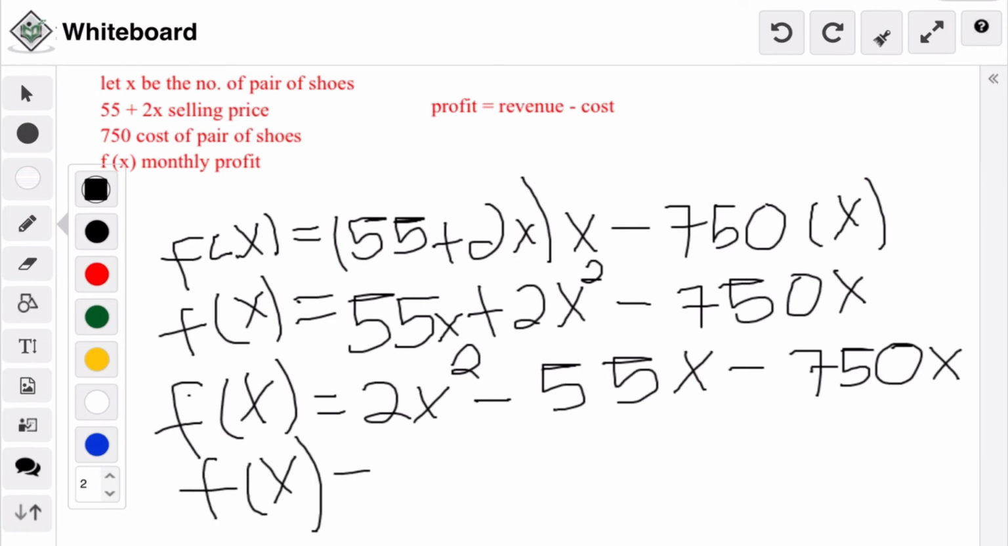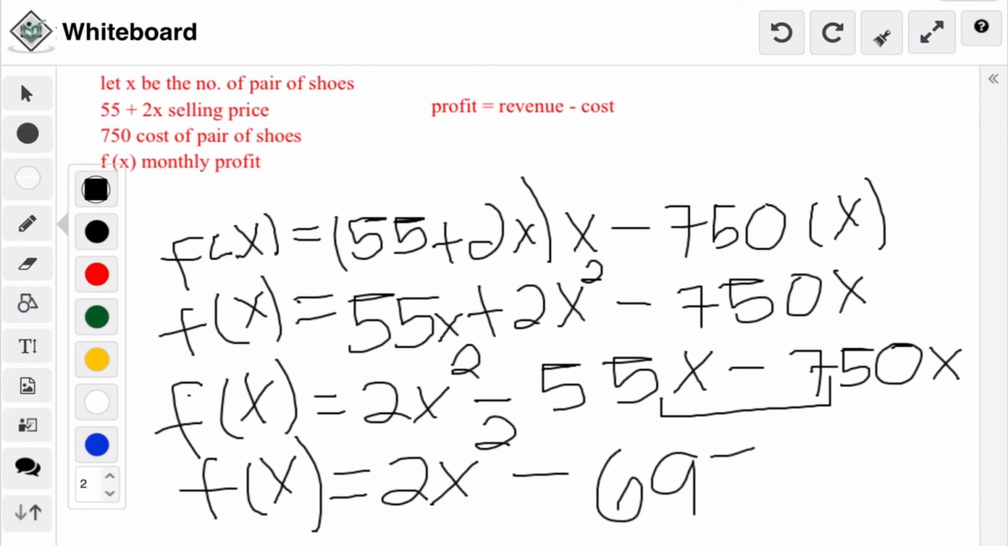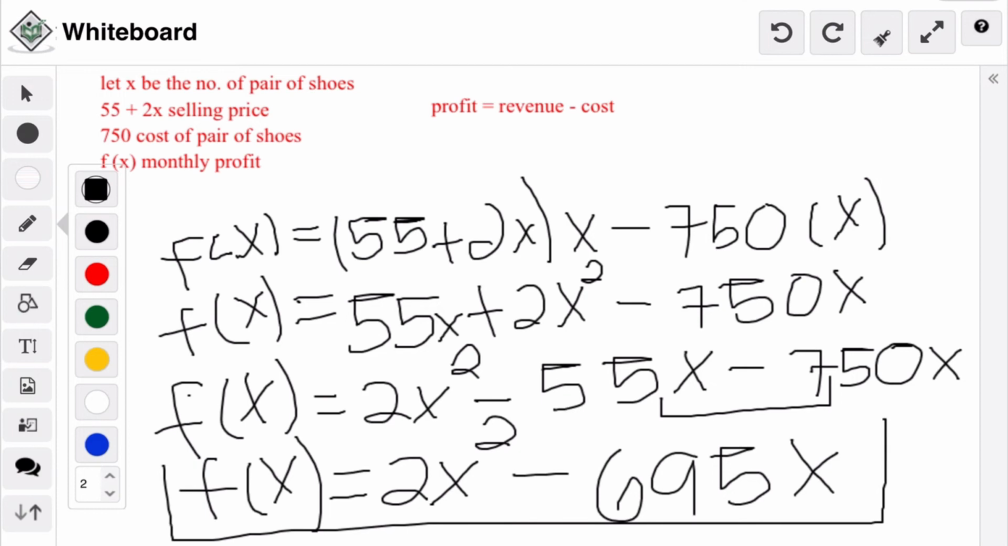Since 2x squared doesn't have like terms, we will just copy it, 2x squared, and copy the minus sign. In order for you to get the answer, we will subtract those numbers, 750x minus 55x, which is equal to 695, and we will put again the x. So the answer in this problem is f of x is equal to 2x squared minus 695x.